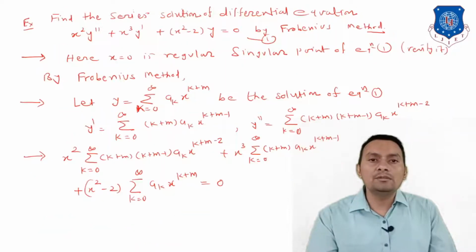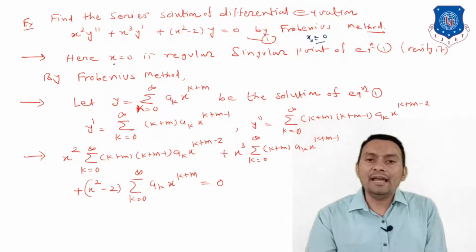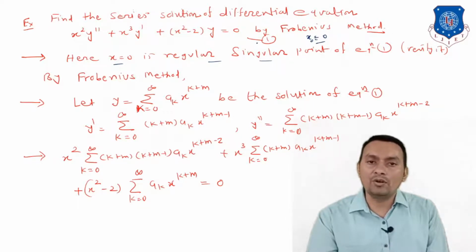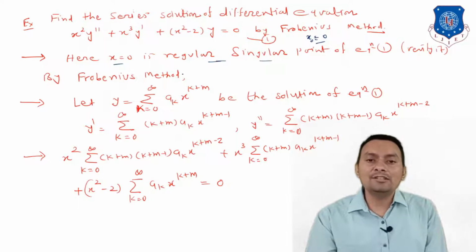So let us move on to the particular question. Find the series solution of the differential equation by the Frobenius series method, with x0 equal to 0. Here x0 equal to 0 is a regular singular point of equation number 1, which you can verify. Try yourself to check whether the point x equal to 0 is a regular singular point or not. If it is a regular singular point, we will apply the Frobenius method.